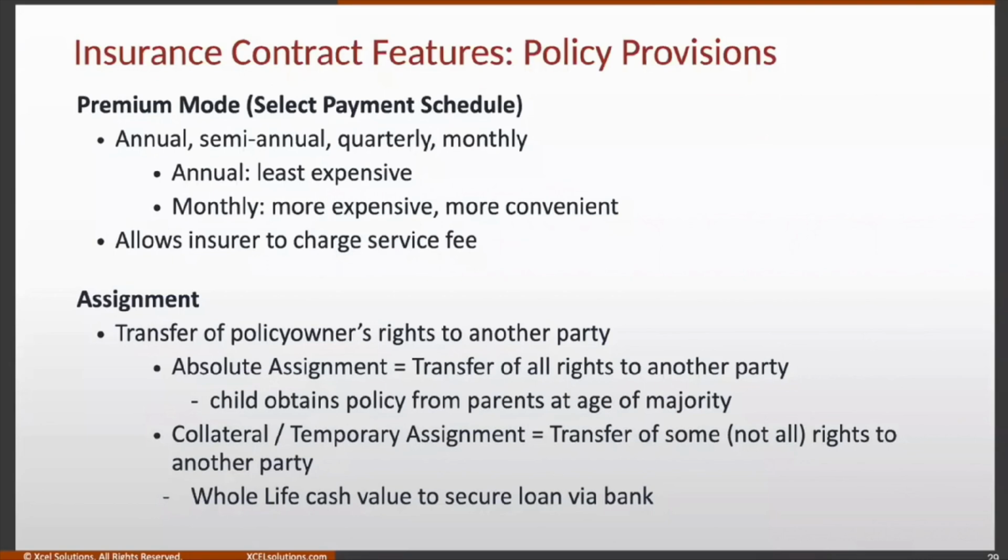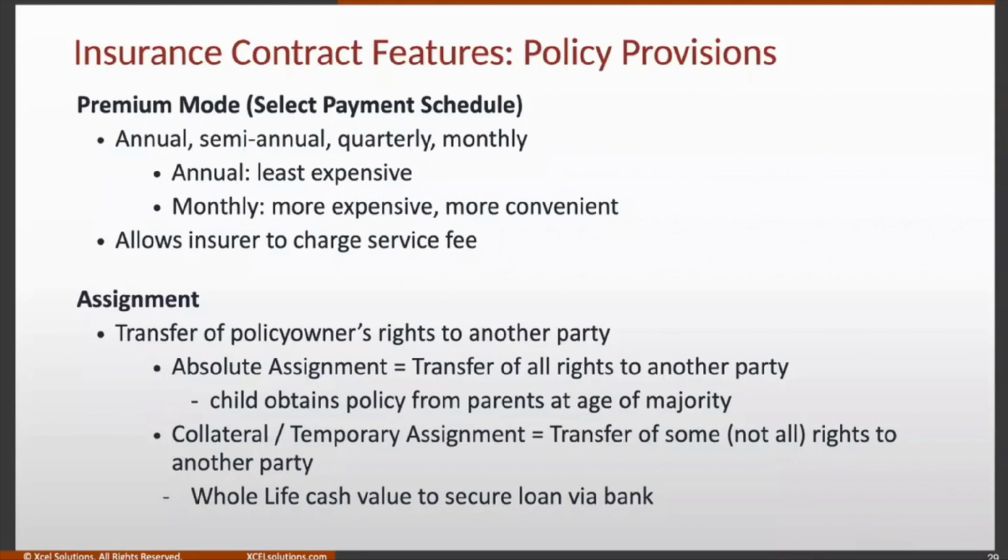Absolute assignment is a one-way street away from you, the original policy owner, over to the new policy owner. It's a complete transfer of all ownership rights over to that other party. The child obtains the policy from the parents at the age of majority, if it is known as a juvenile policy, and its ownership rights transfer over to the child upon their adulthood.